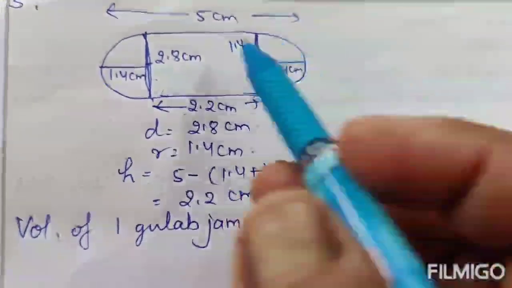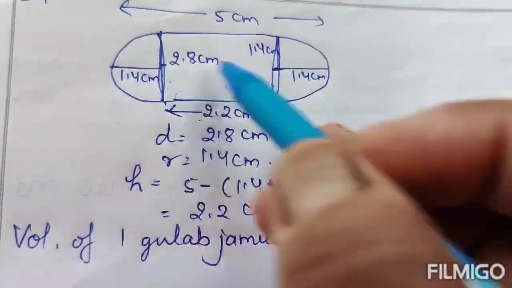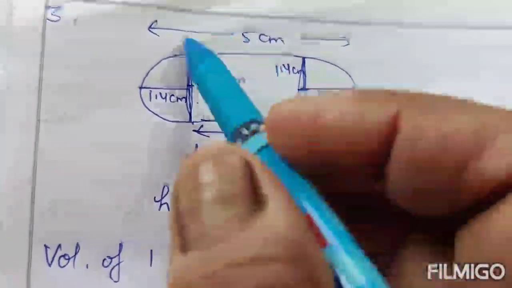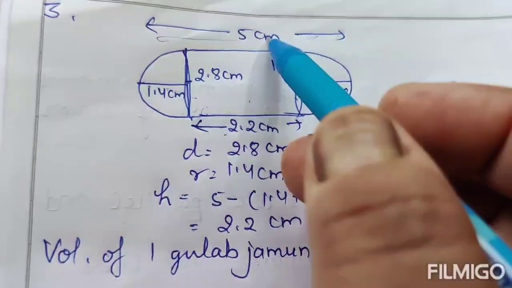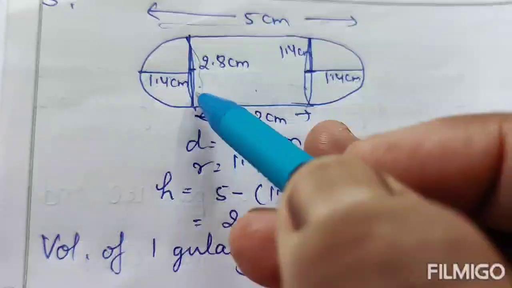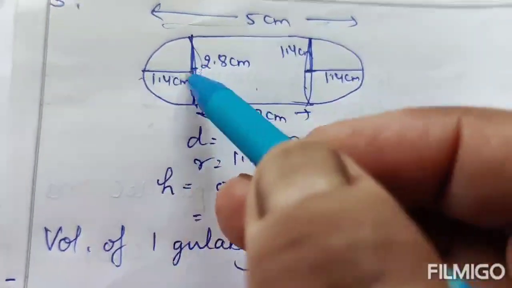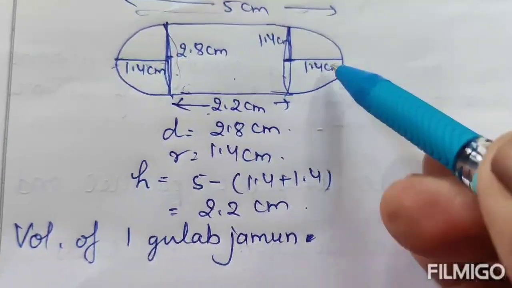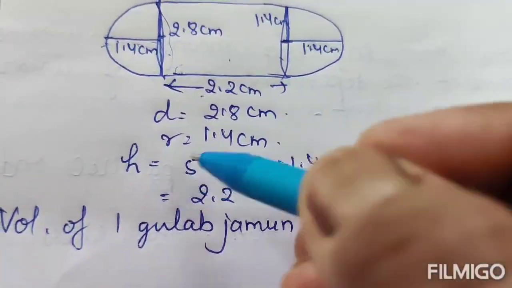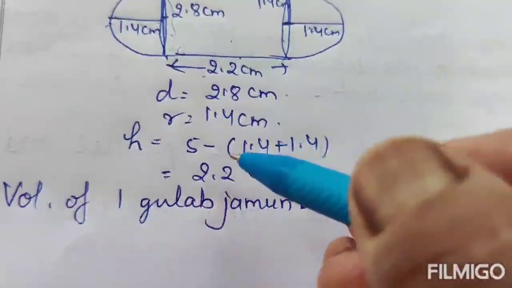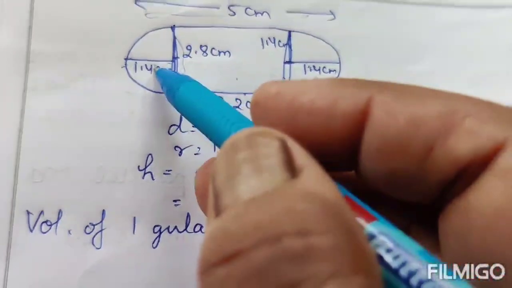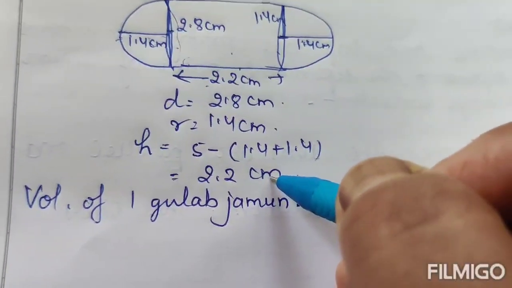A gulab jamun is a shape of cylinder with two hemispherical ends. The total length of the gulab jamun is 5 cm. Diameter is 2.8, so the radius is 1.4 and 1.4. Radius 1.4, and height of the cylindrical portion is 5 minus 1.4 plus 1.4, that is 2.2 cm.